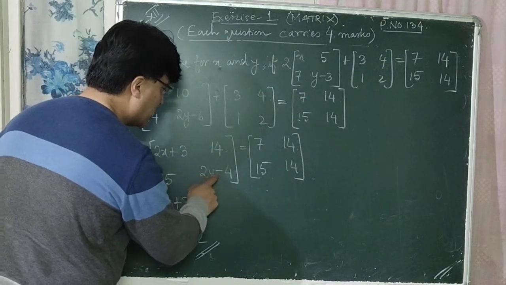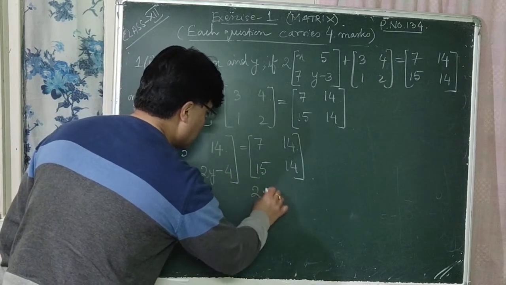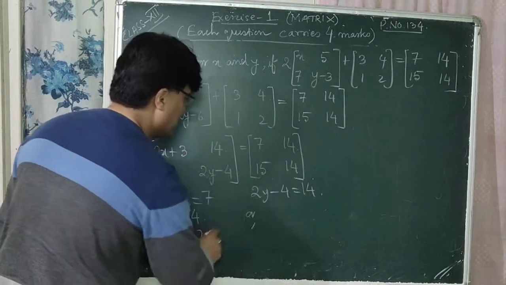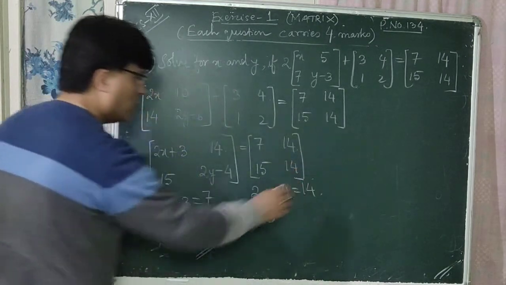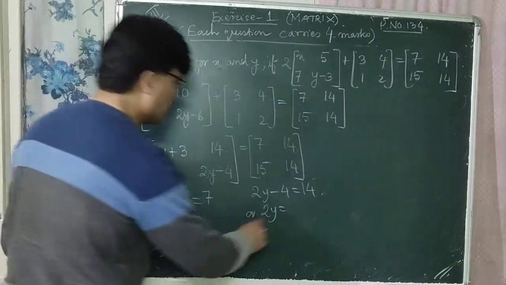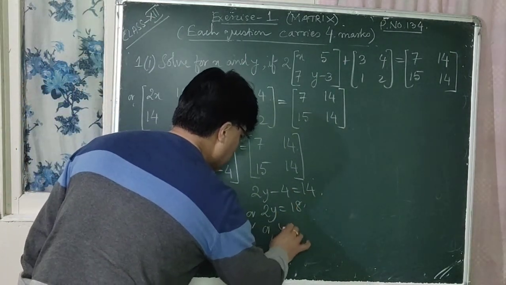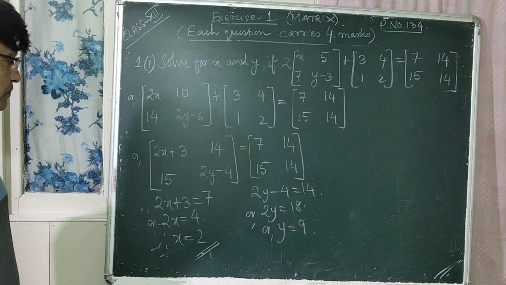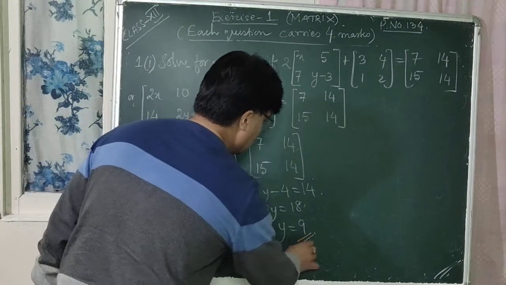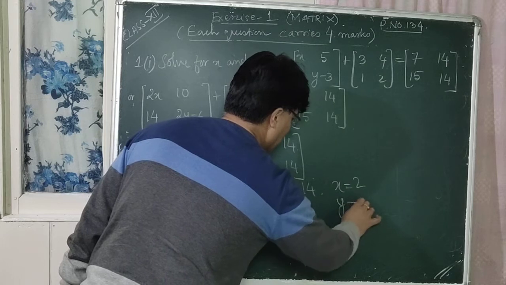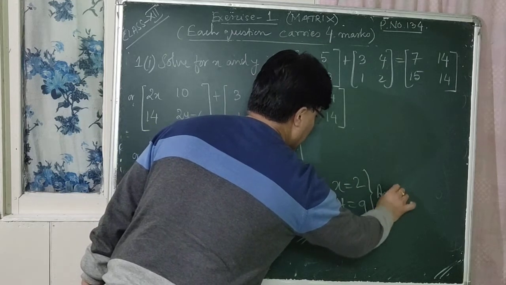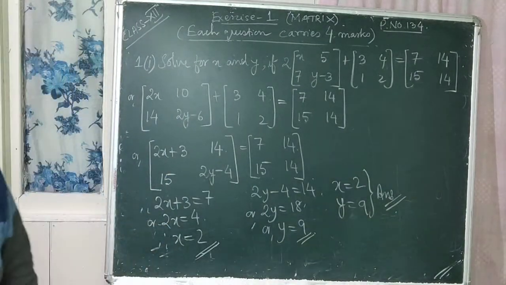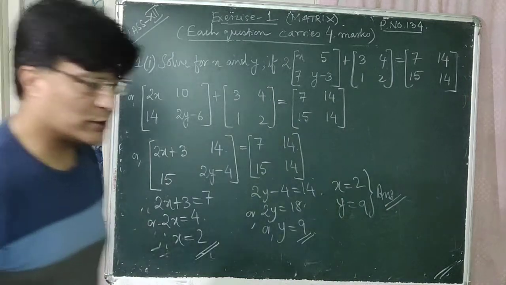These two numbers must be equal because this is from the property of equality of two matrices. So now we can equate 2y minus 4 with 14. 2y minus 4 is equal to 14. Okay. So now it is 2y is equal to 14 plus 4, 18, or this is y is equal to 18 by 2 is 9. So we got the answer. So what are the values of x and y? That is x is equal to 2 and y is equal to 9. So this is the answer. So x is equal to 2 and y is equal to 9. Is that clear now? So now we'll do the next question.